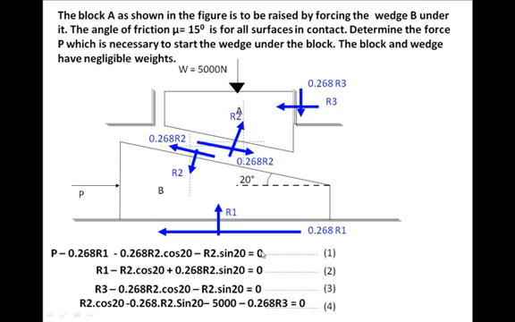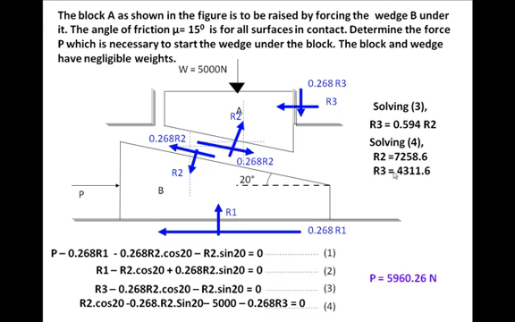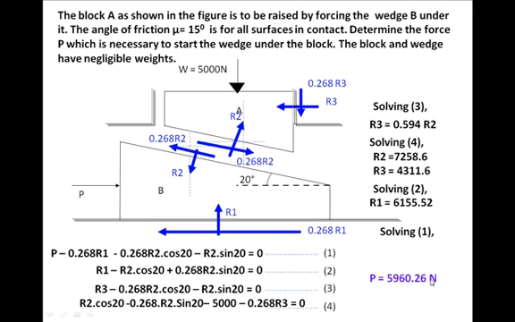Now by solving all these four equations, we'll get our P. Solving 3, we get a relation between R3 and R2. Using that and solving 4, we will get R2 and R3 numbers. Then solving 2, substituting R2 and R3, you will get your R1, and using R1 and R2 in equation 1, we'll get P, the final answer which was needed.